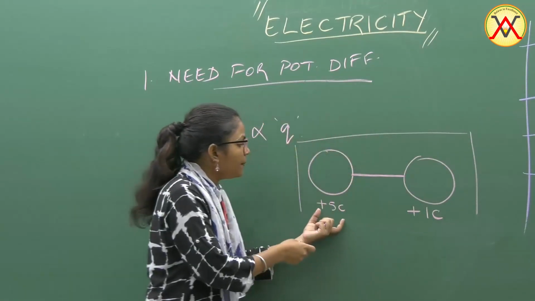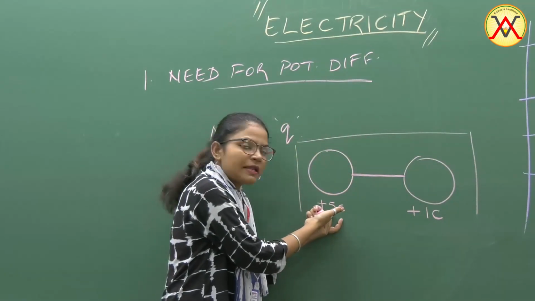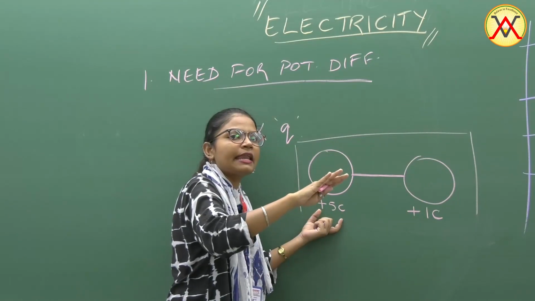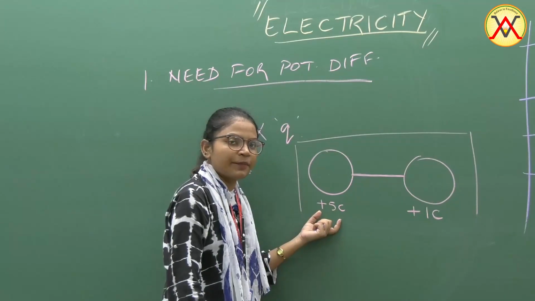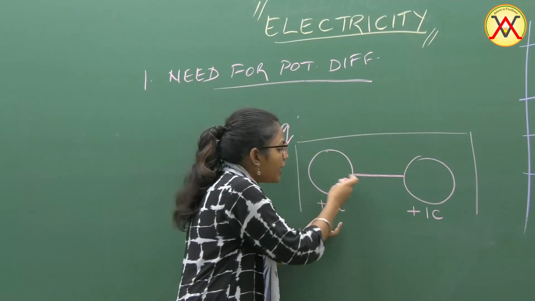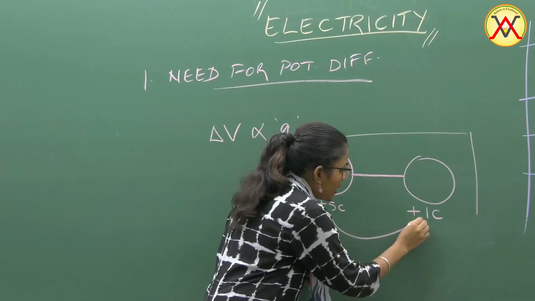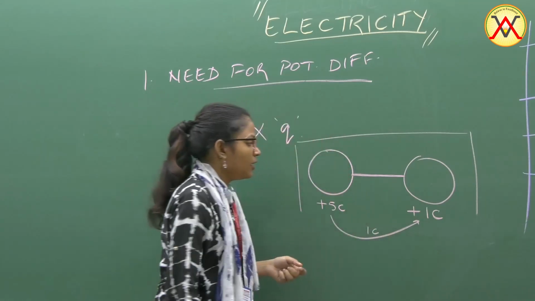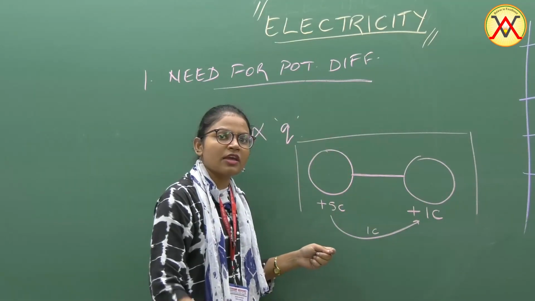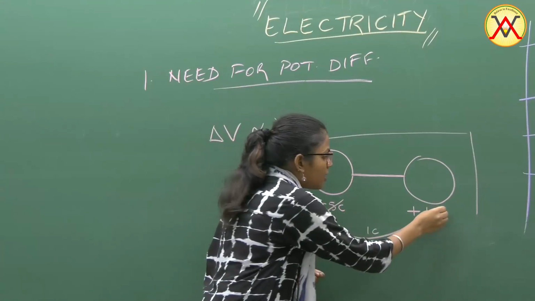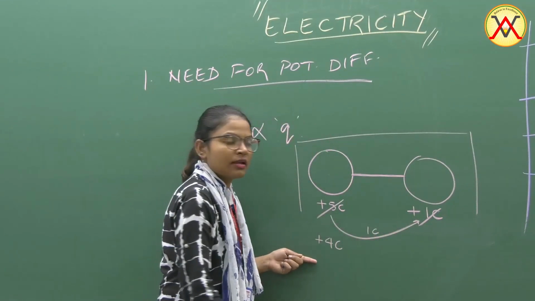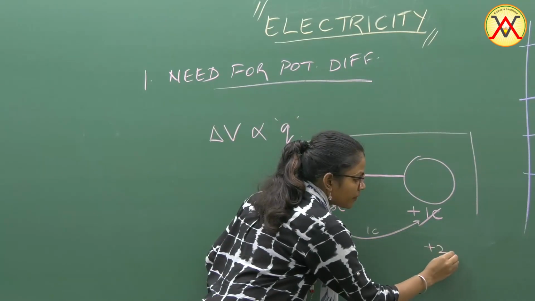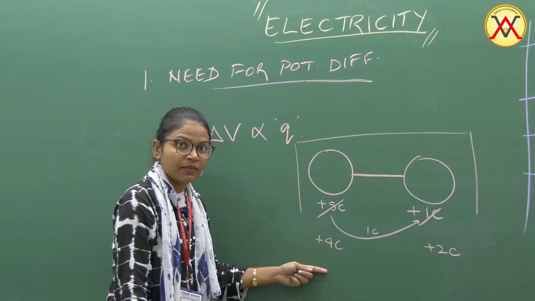अब इस अमीर आदमी के पास में plus 5 कूलम चार्ज है, इस भिखारी के पास में अभी काफी कमी है चार्जेस की, plus 1 कूलम भी है. अमीर आदमी को दया आई और इसने इसको 1 कूलम चार्ज दिया. जैसे ये इसको 1 कूलम चार्ज देगा, अब हमारे पास क्या बचा? यहाँ पर plus 4 कूलम चार्ज एंड यहाँ पर plus 2 कूलम चार्ज.